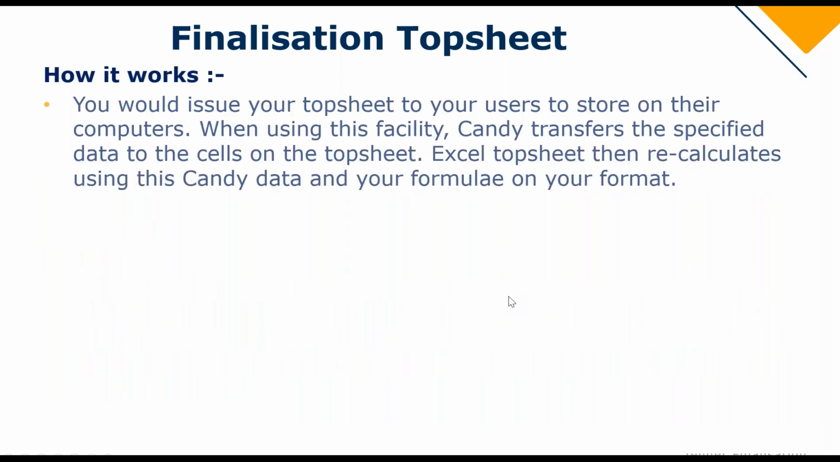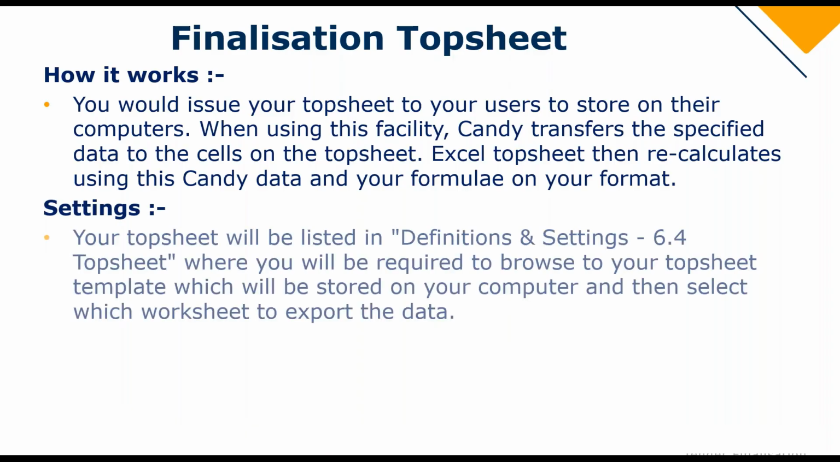So how does it work? You issue your top sheet to your users to store on their computers. When using this facility, Candy transfers the specified data to cells in the top sheet. The Excel top sheet then recalculates using this Candy data in your formula and your format. So the settings: your top sheet will be listed in definitions and settings, number 6.4 top sheets, where you'll be required to browse to your top sheet template, which will be stored on your computer, and then select which worksheets to export the data.